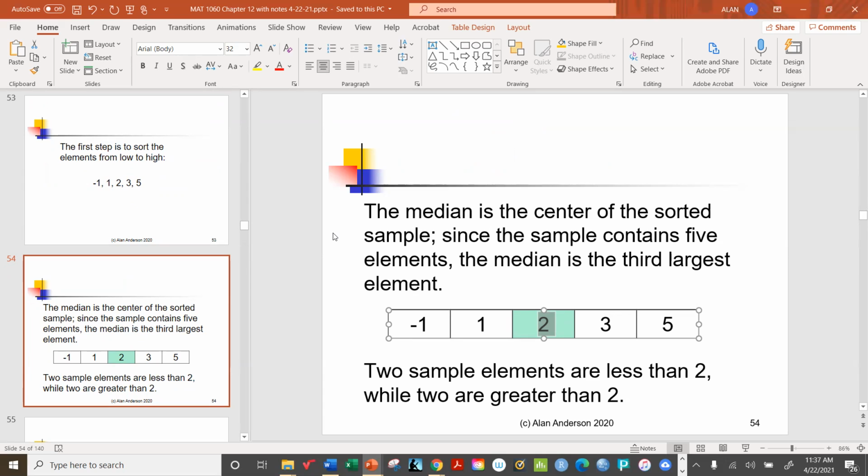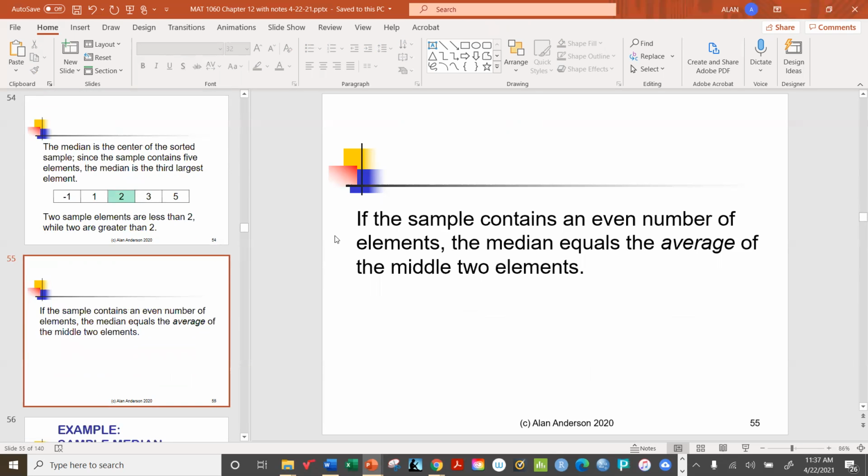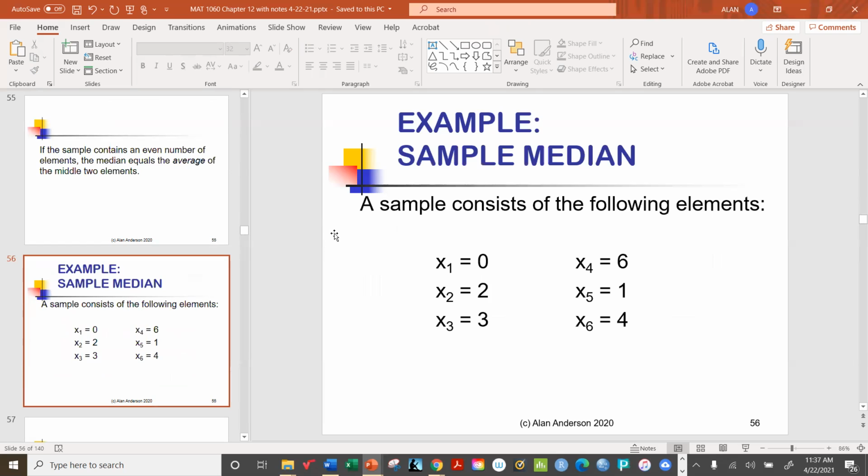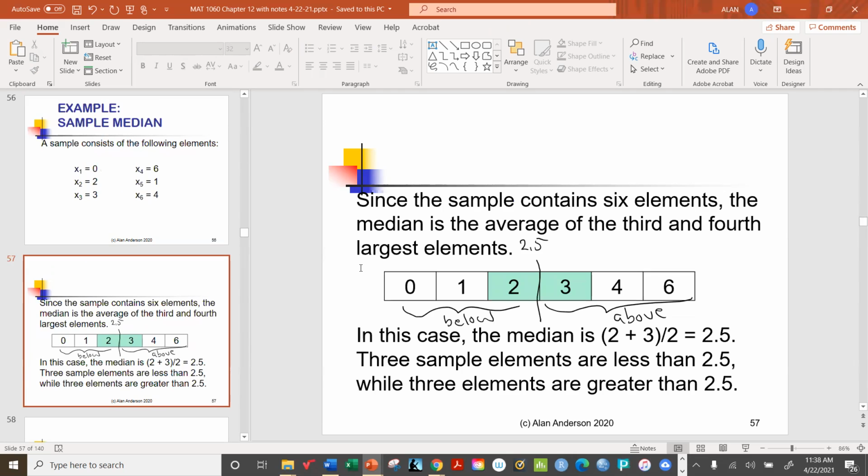The tricky part comes when there's an even number of values in our sample or population. Like here, we have 6 observations. What do we do now? Well, we do the same thing we've always done. We sort the data from low to high. The difference now is that we're going to average the 2 observations in the center. So if I sort them like I did here, it turns out that my median is halfway between 2 and 3, which is 2.5. And it works because half my elements are below that point and half are above.